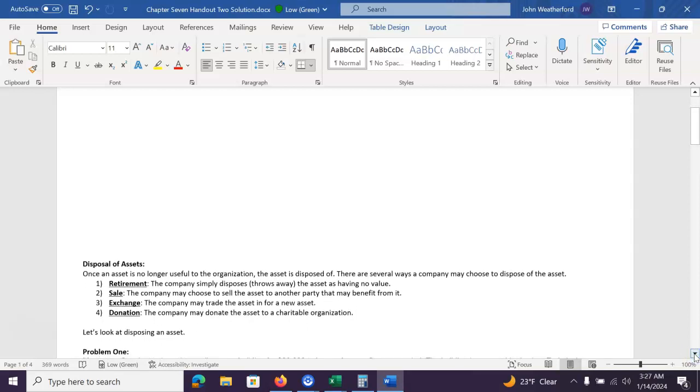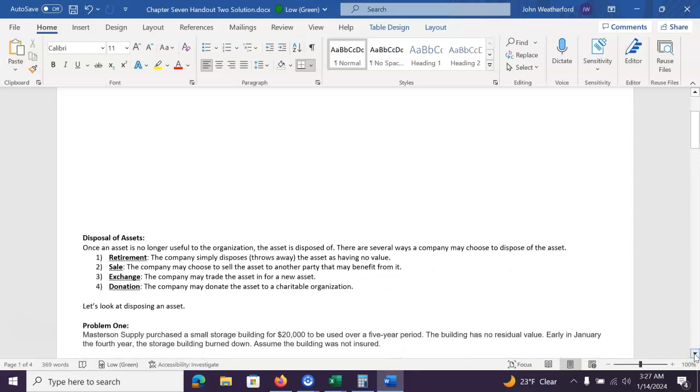All right, problem 1. Let's take a look. Here we're dealing with a fire loss and how we would handle that in journal entry form. We got Masterson Supply purchased a small storage building for $20,000 to be used over a 5-year period. The building has no residual value, so it's just on the books at its cost of $20,000.